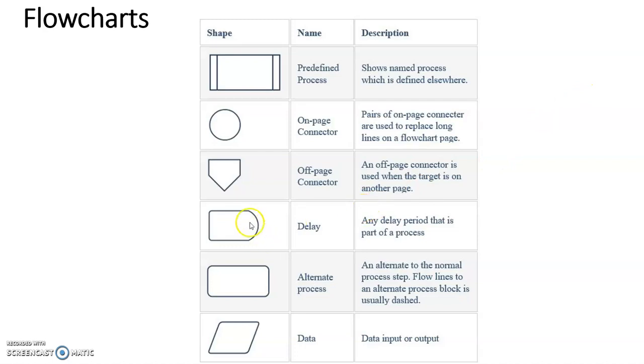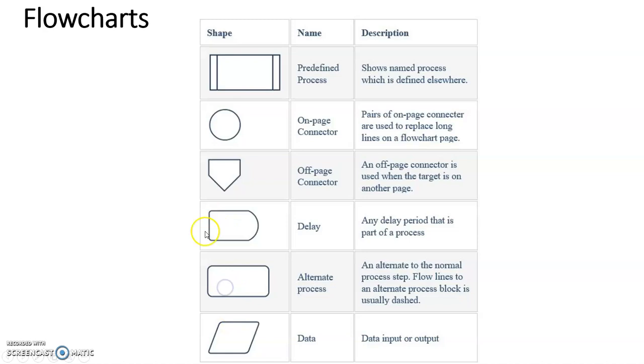Then other ones, like you want to make a delay, yes, you use this shape. Then this alternate process, if there is an alternate process that you want to use to implement a particular process, yes, there's an alternate route. You can use this alternate process shape, and this is a rectangle with round edges. Then if you want to indicate data, you can use this parallelogram with round edges.